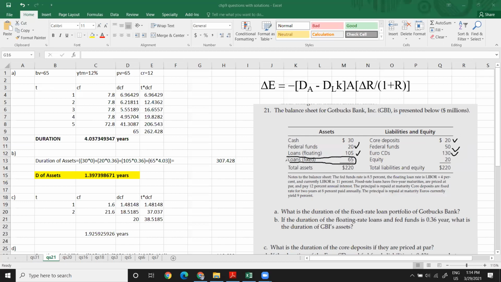So if you're asked, let's say in the second question, to estimate the duration of assets, you remember we were multiplying with the weights, okay? The cash is a non-interest bearing asset.